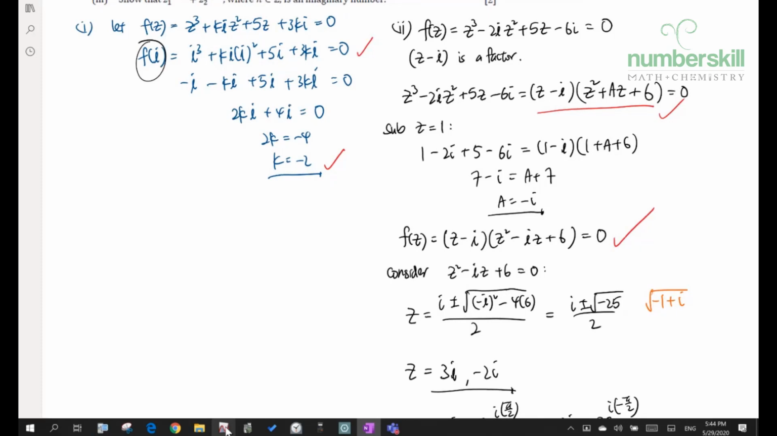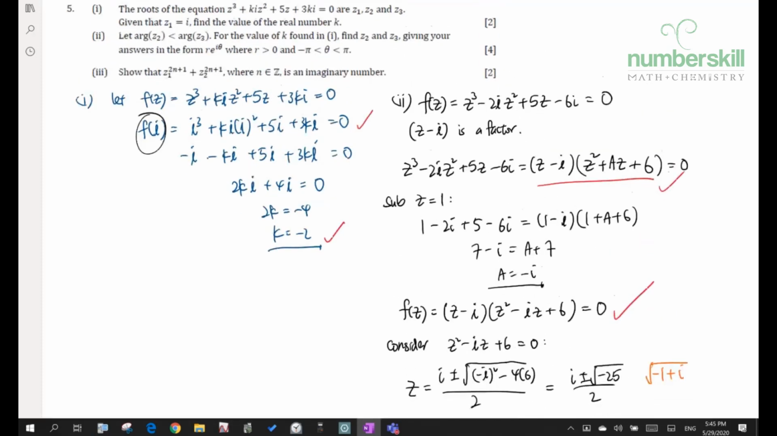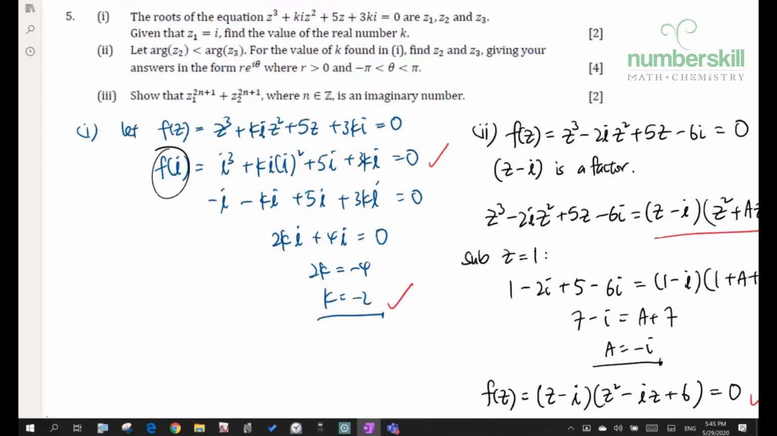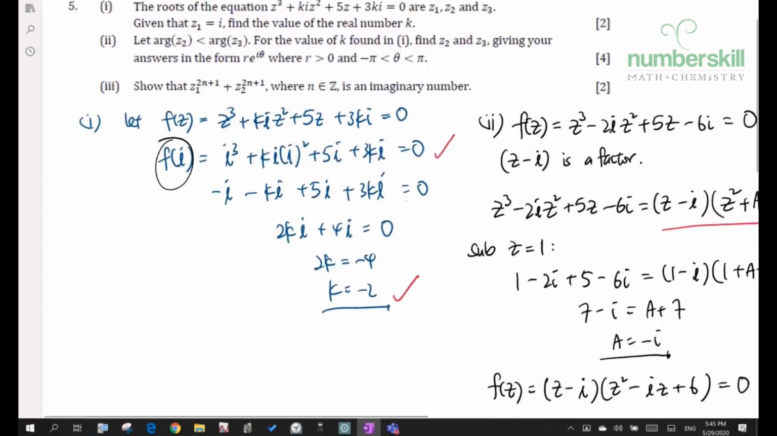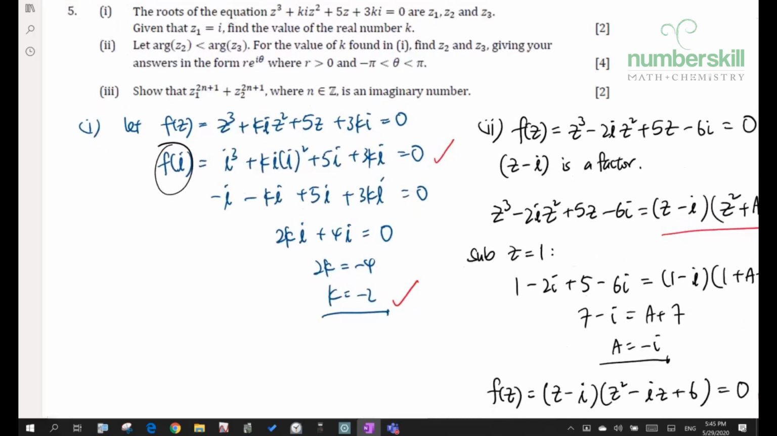So this is 4 marks. We have one last 2 marks to go, which is show that, and nobody got these 2 marks. So far, as I mark, nobody got anything done for this, which is a bit disappointing. I suspect people don't even know what to try, so they just skip the 2 marks.